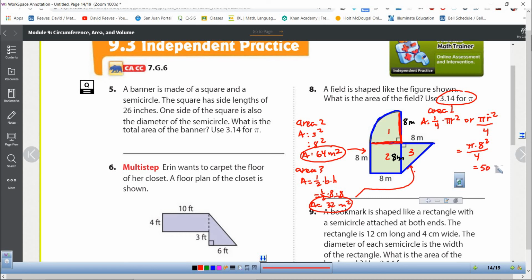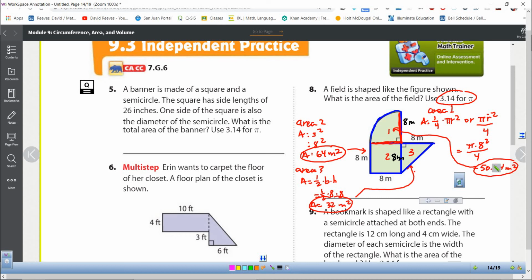50.24. And again, the units are meters squared. All right, so that is the area of that right there. Okay? So again, what do we want to do? We want to add all those areas together, right?